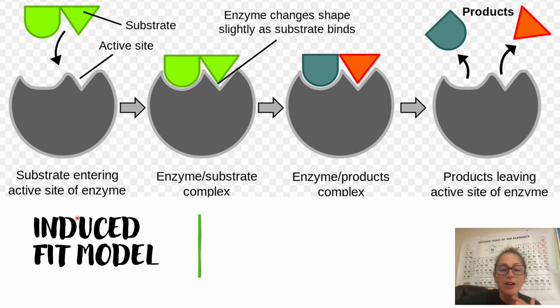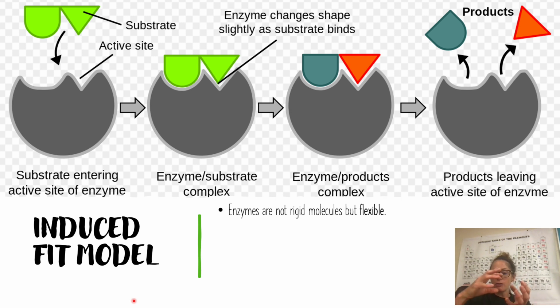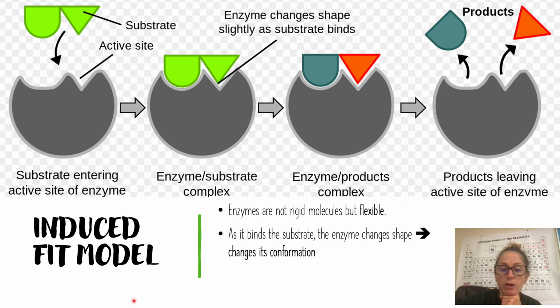Our induced fit model tells us that enzymes are not rigid molecules but flexible. We can think about that when we have our protein folded: it will have some ability to change a little bit of its form. It'll be more pliable. As it binds the substrate, the enzyme actually changes shape, and this changes its conformation. So it allows a much better fit for the substrate.